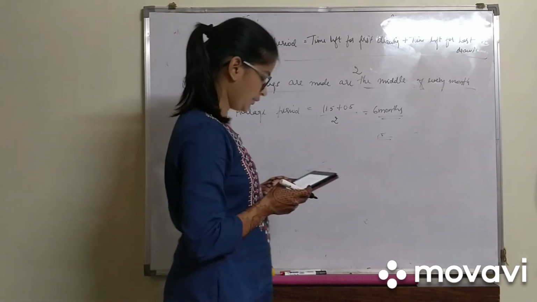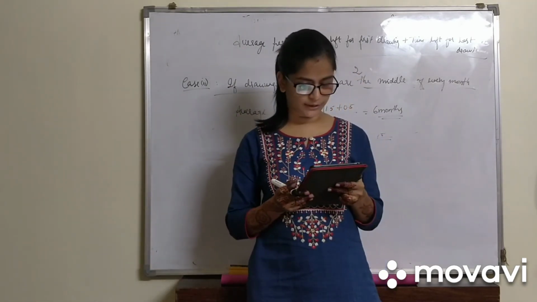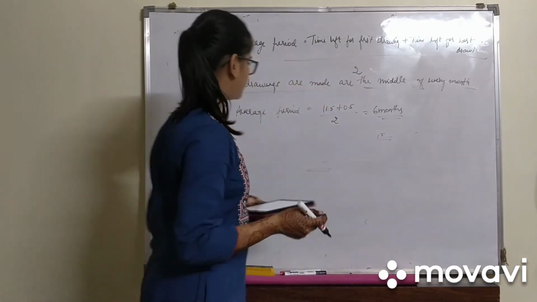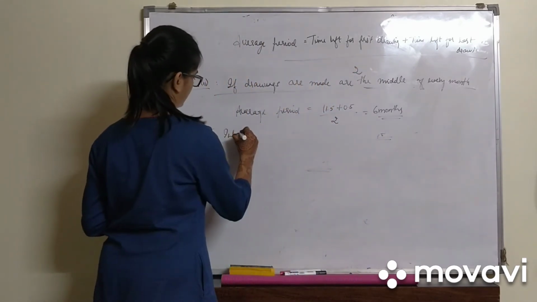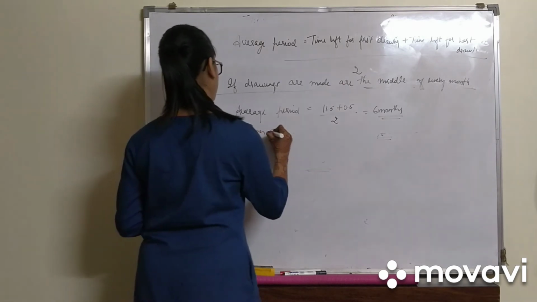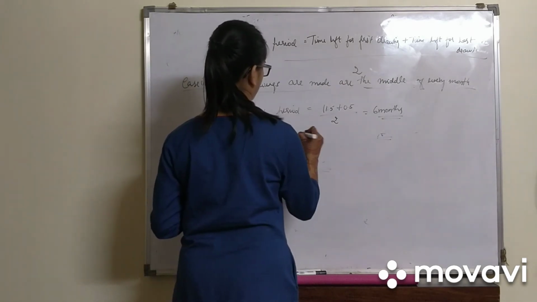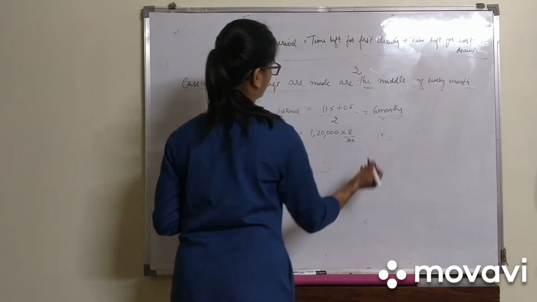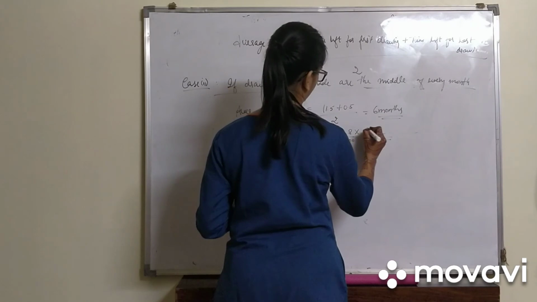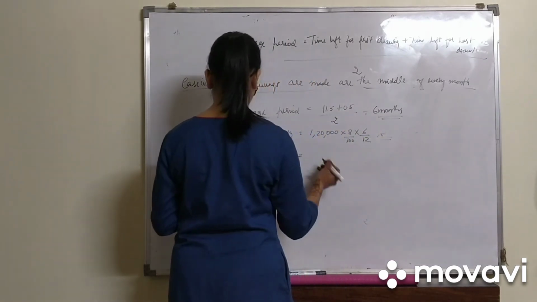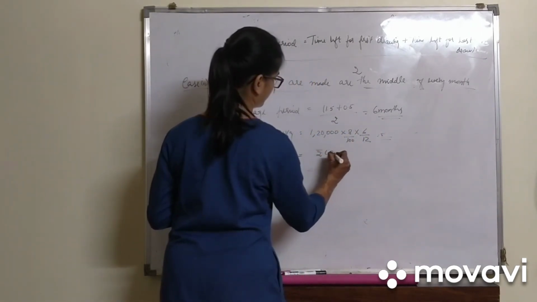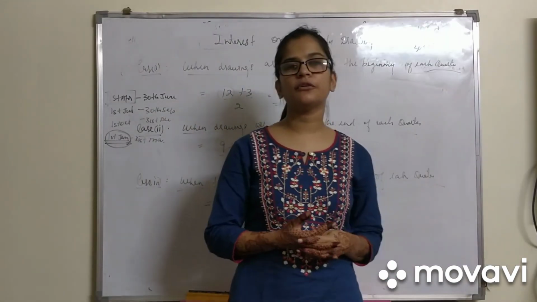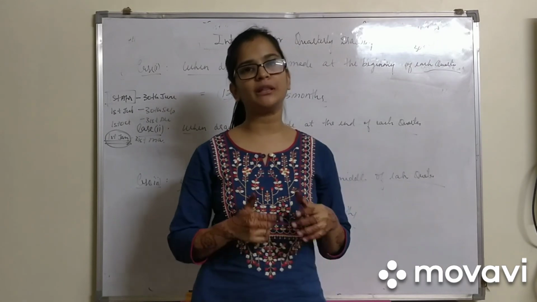Next line, write down, interest will be calculated for 6 months. Next line, interest on drawings is equal to 1,20,000 into 8 by 100 into 6 by 12. How much is it? Rupees 4,800. So this is how we work out the problem on interest on monthly drawings.